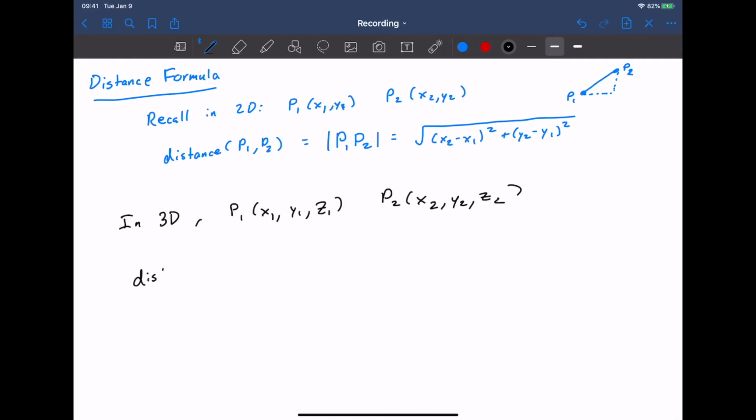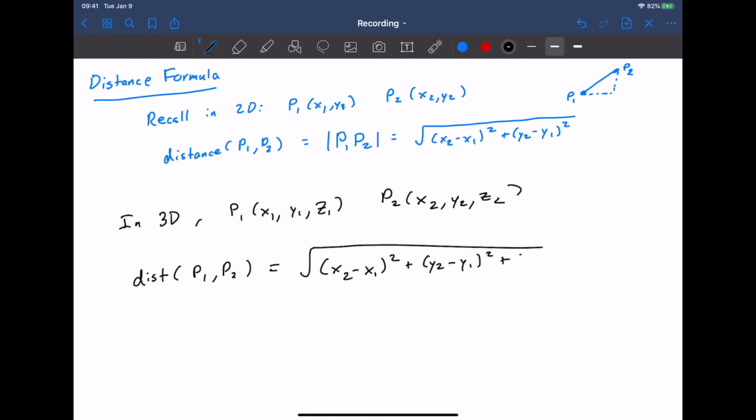So the distance would be, add another component. So still the change in the x's. In teaching this class previously, some students end up thinking there's going to be a cube that's going to show up. No. The distance formula is still based on the Pythagorean theorem, so we're still not dealing with any cubes. It's all changes squared. That's the metric we're going to use in our coordinate system.